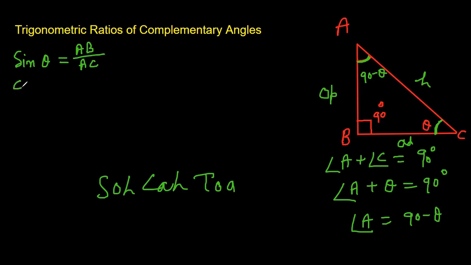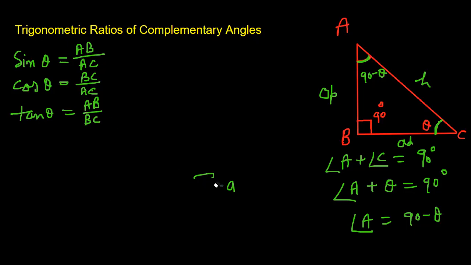Now what would be cos theta? Cos of theta, cos is adjacent, that is BC, divided by AC, the hypotenuse. This is cos theta. What about tan theta? TOA, opposite by adjacent. So this is going to be AB over BC.